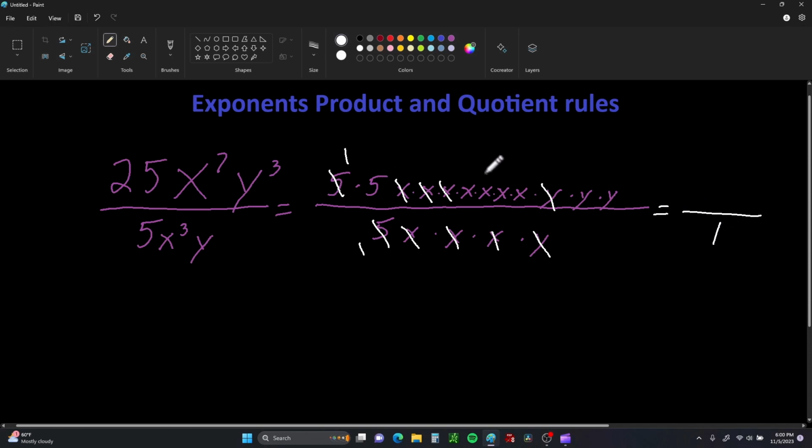And in the numerator, I have a 5. And then I have 4 of the x's, so that's x to the 4th. And then I have 2 y's, so that's y squared. I can just write this simply as 5x^4 y^2.